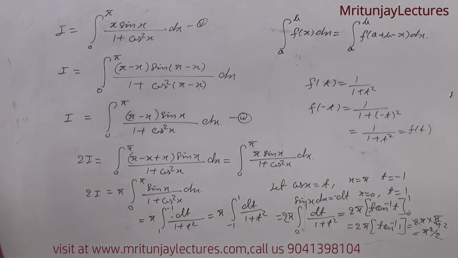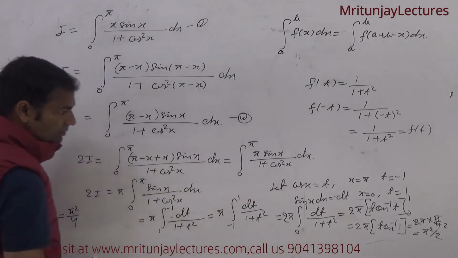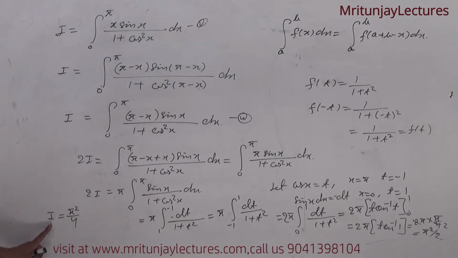Sorry, 2I is equal to pi square by 2. So what about I? I is equal to pi square by 4. This is the final answer.